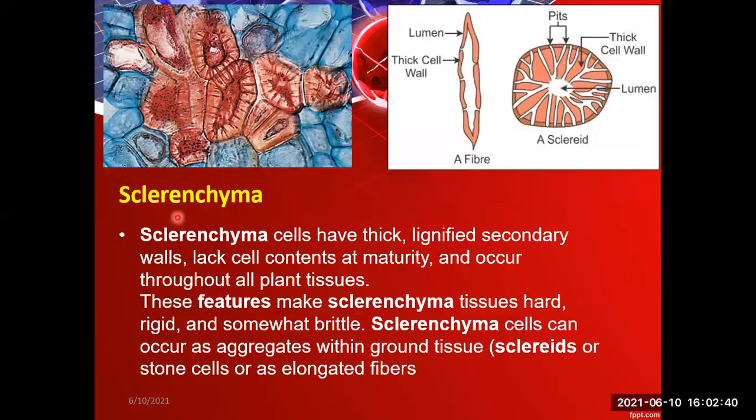Then the sclerenchyma. The sclerenchyma cells have thick lignified walls, lack cell contents at maturity, and occur throughout all plant tissues. These features make sclerenchyma tissues hard, rigid, and somewhat brittle. Sclerenchyma cells can occur as aggregates within ground tissues. Sclereids or stone cells, as well as elongated fibers. This is the elongated fiber.